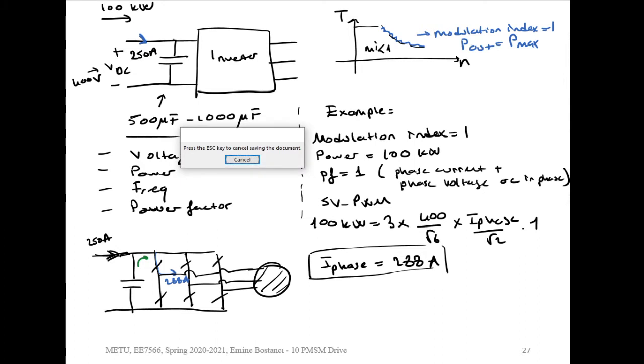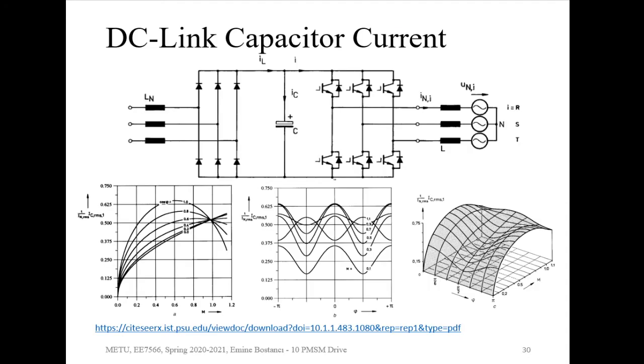They have calculated the capacitor current, which I'm going to show. DC link capacitor current. So here is the system. Here it can be an electric machine, it can be a power system, it can be anything. But they have also done it for the electric machine. They haven't considered the frequency change, but I think the frequency change is a little more straightforward than the others.